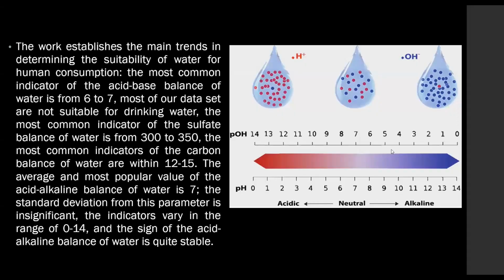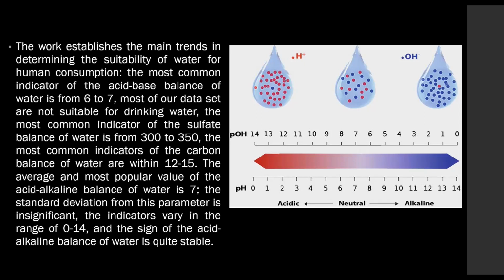In our work, we establish the main trends in determining the suitability of water for human consumption. The most common indicator of the acid-base balance of the water is from 6 to 7. Most of our data set is not suitable for drinking water. The most common indicator of the sulfur balance of water is from 300 to 350, and the most common indicator of the carbon balance of water is within 12 to 15. The average, the most popular value of the acid-alkaline balance of water is 7.